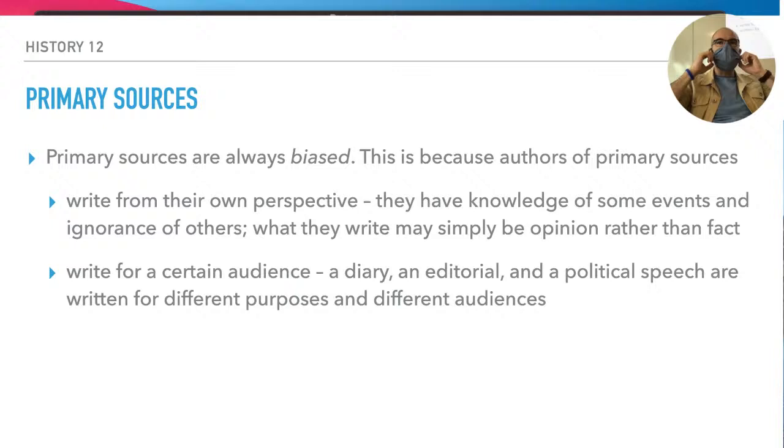And so has anyone ever read a history textbook before? That's a secondary source, right? They're based on other things. The writer of the textbook was not there for all of these events, right? But they borrowed from other places. Historians do this.